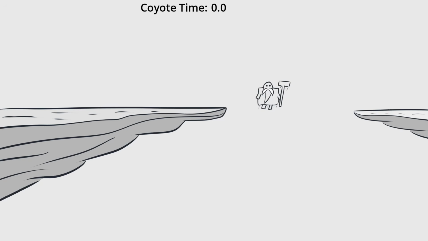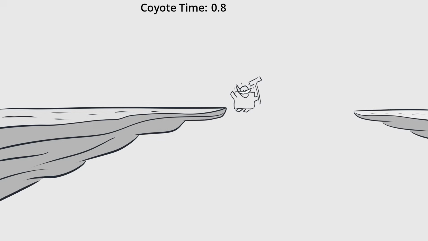Learn how to do Coyote Time in the Godot engine. But what is it? It's a short delay when the player can jump a few frames after leaving the ground. Many popular games use it.